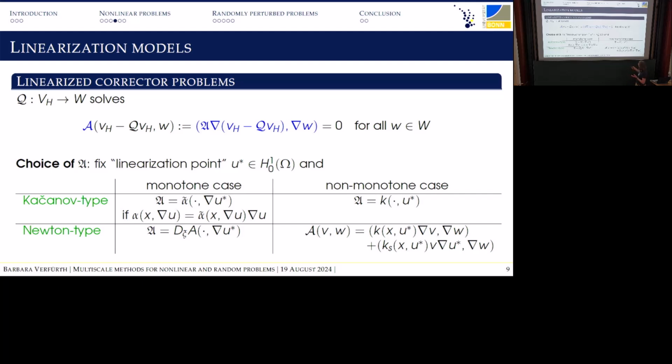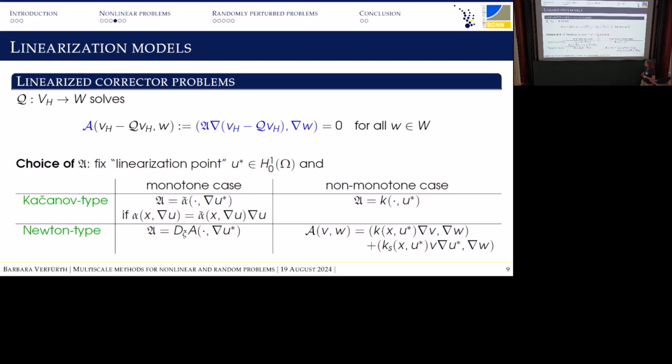And for the non-monotone case, it's even easier because you had already this natural structure of having a diffusion coefficient times gradient of u, so you just freeze, that's what it's called, freeze the nonlinearity at your previously chosen linearization point.